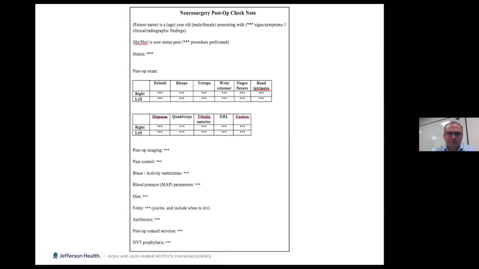And so we're often consulting medicine for glucose control. And so it's important that we have a section to write down what the pertinent medical issues are post-operatively that we all need to be cognizant of.